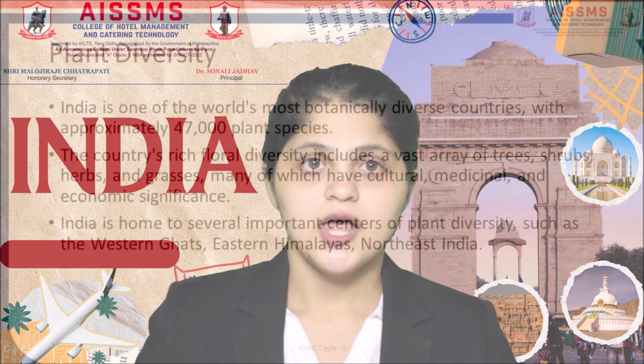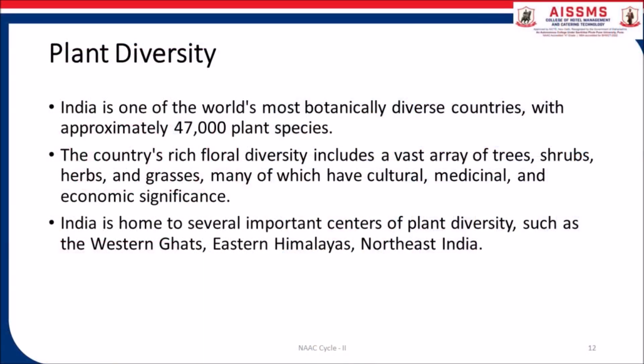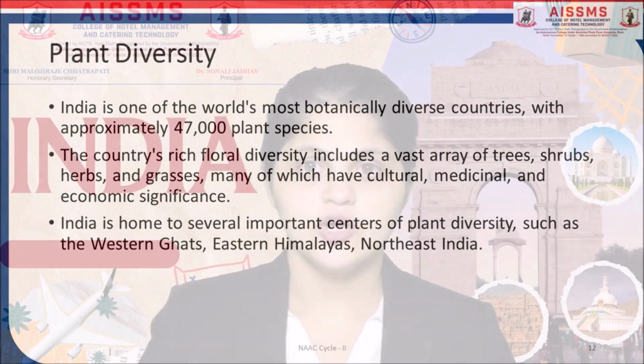Now let's understand what plant diversity is. India is one of the world's most botanically diverse countries with approximately 47,000 plant species. The country's rich floral diversity includes a vast array of trees, shrubs, herbs, and grasses, many of which are of cultural, medicinal, and economic significance. India is home to several important centers of plant diversity, such as the Western Ghats, Eastern Himalayas, and Northeastern India.